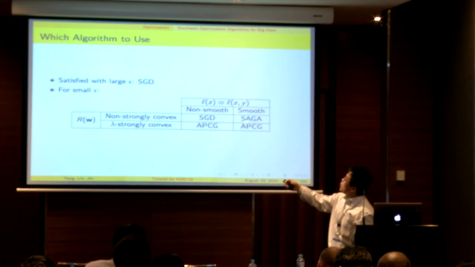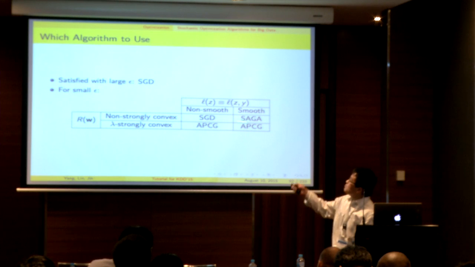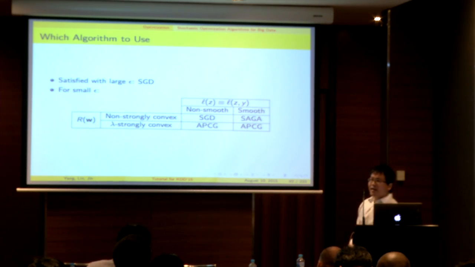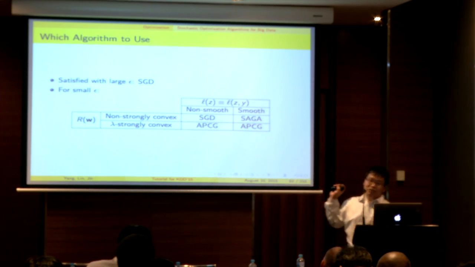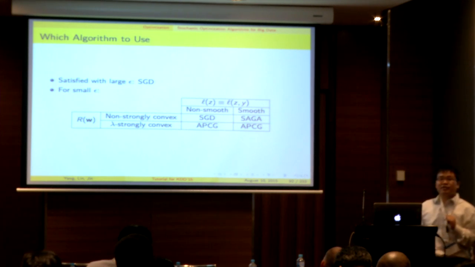Okay, then if the problem is smooth and non-strongly convex, like a regression problem without regularization, then you can use SAGA. If the problem is strongly convex but non-smooth, like SVM, you use the APCG. If you have both properties, still use APCG. So, any questions so far?